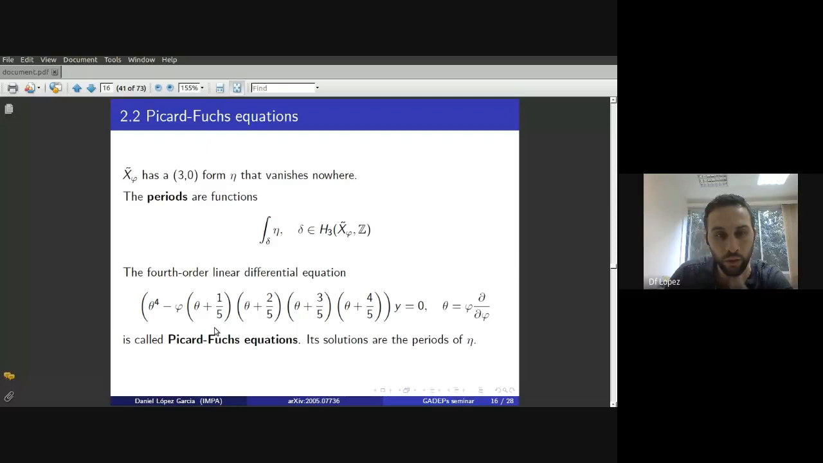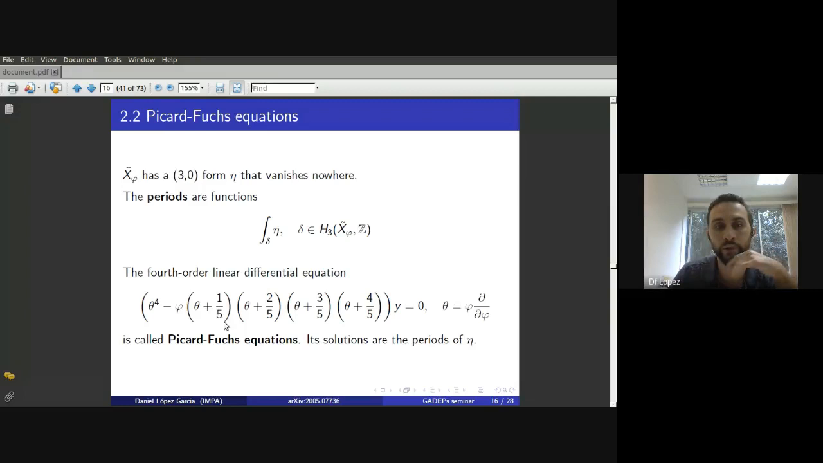This is theta to the 4 minus the parameter times (theta plus 1 over 5) and so on, where theta is this operator, the parameter times the derivative with respect to the parameter. The solutions of this differential equation are the periods of the mirror quintic. So this is a fourth-order linear equation.